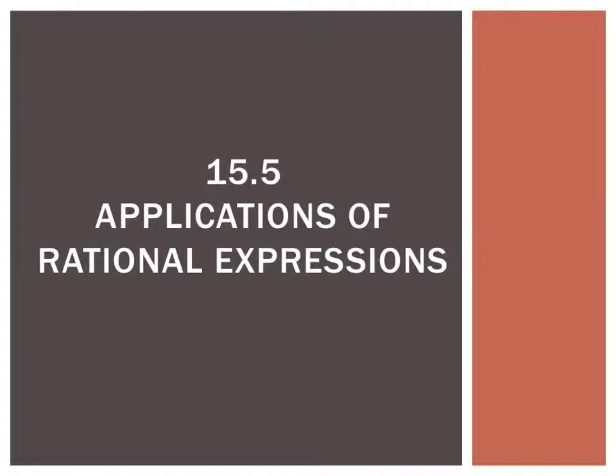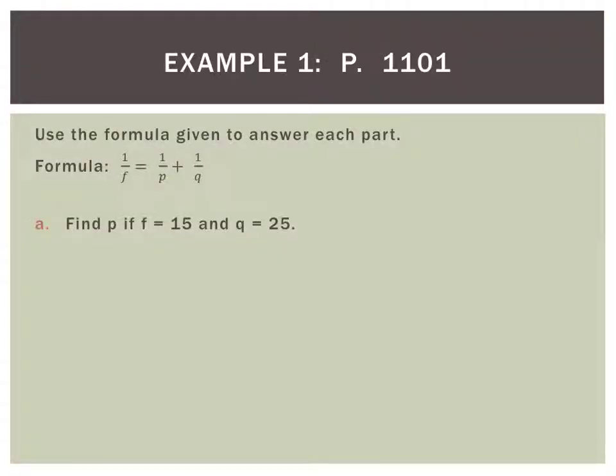In section 15.5, we'll be looking at applications of rational expressions. Example 1 asks us to use the formula given to answer each part. The formula is 1 over f equals 1 over p plus 1 over q. That formula comes from example 1 in the textbook, which says that the focal length of a lens is given by this formula, where p represents the distance from the object to the lens, and q gives you the distance from the lens to the image. So that's just so that you know where this formula came from.